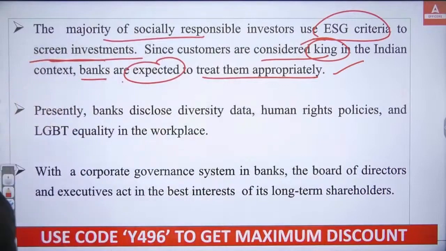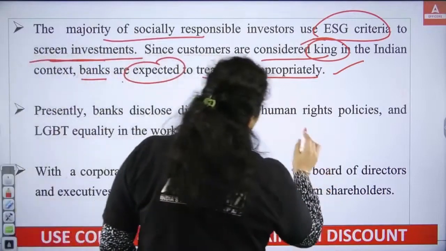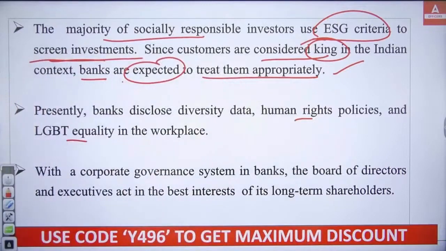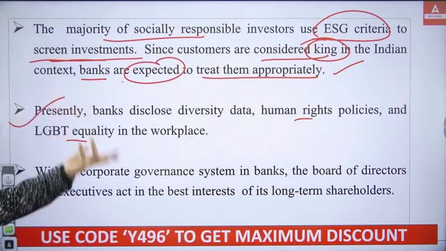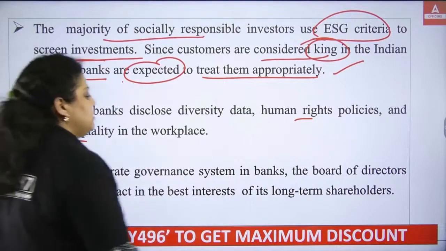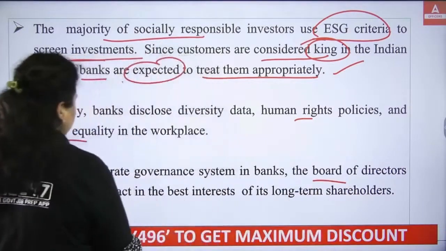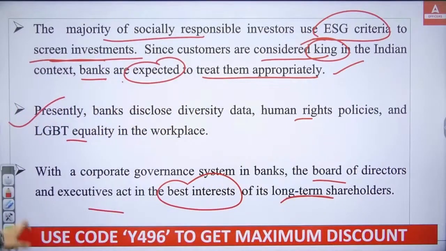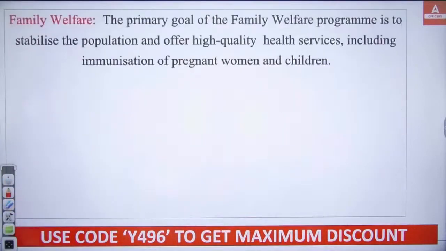So presently, banks disclose diversity data, human rights policies, and LGBT equality in the workplace. So this is what Equality Bank and Social Justice Bank are doing. With the corporate governance system in banks, the board of directors and the executives all act in the best interest of the long-term shareholder. So if someone is giving you money for a long-term period, it's very obvious you have to treat them well.